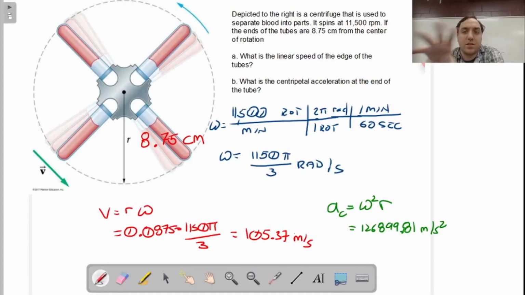Okay, if you've done your calculations carefully, you should look like this. First thing I did was calculate my angular velocity. I got 1150 pi over 3 radians per second. Works out to a decimal, but ultimately not too relevant. Calculating the speed at the edge of it is 150.37 meters per second. Calculating the acceleration gives you 126,899.81 meters per second squared.